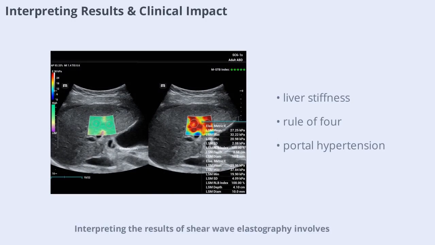Interpreting the results of shear wave elastography involves understanding the liver stiffness values and their clinical significance. The rule of 4 is commonly used. Values below 5 kPa indicate a high probability of a normal liver, while values above 13 kPa suggest advanced chronic liver disease. Intermediate values may require further testing or follow-up. SWE also helps identify cases of clinically significant portal hypertension when values exceed 17 kPa.